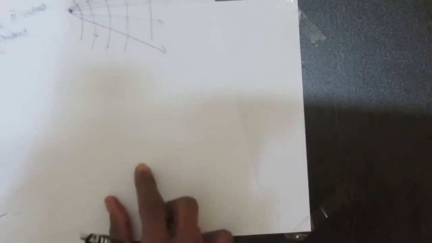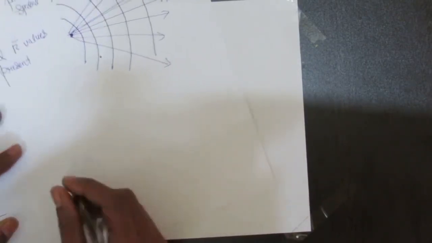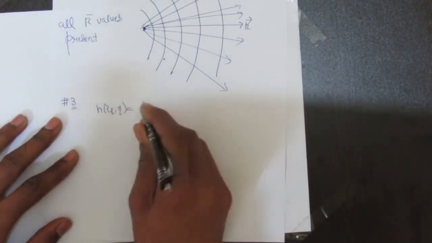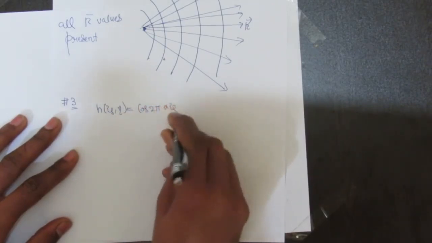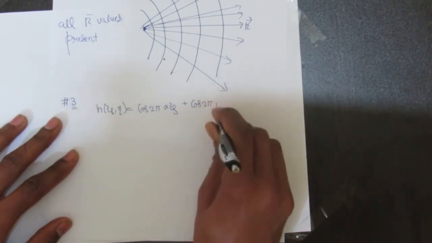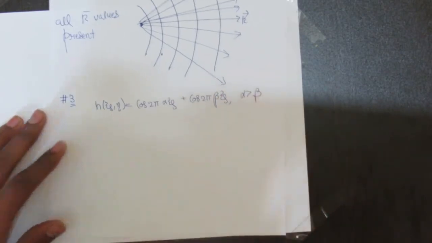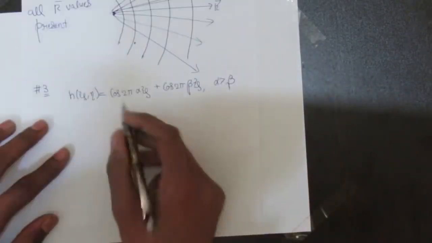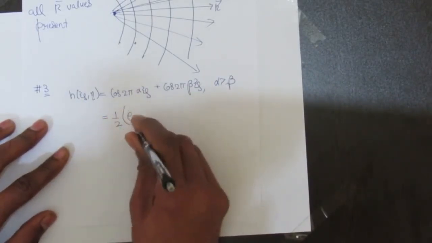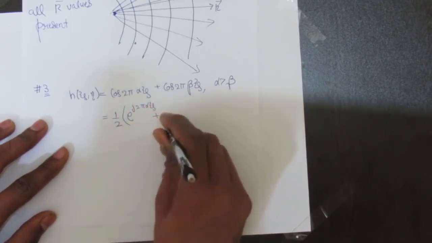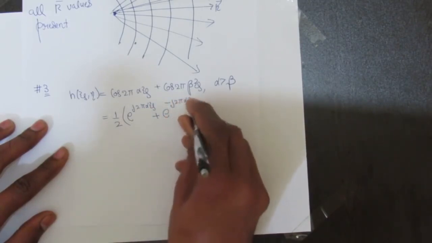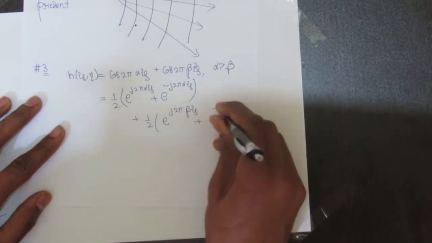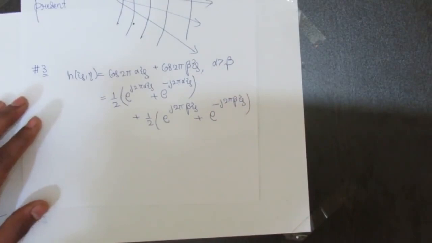Now the third and last example that I want to discuss is a third example. In this one, you have h of zeta eta, which is cos of 2 pi alpha zeta plus cos of 2 pi beta zeta. Alpha is greater than beta. Now again, if you substitute this h of zeta eta in this integral, you can write this as half of e raised to power j 2 pi alpha zeta plus e raised to power minus j 2 pi alpha zeta, plus half e raised to power j 2 pi beta zeta plus e raised to power minus j 2 pi beta zeta.